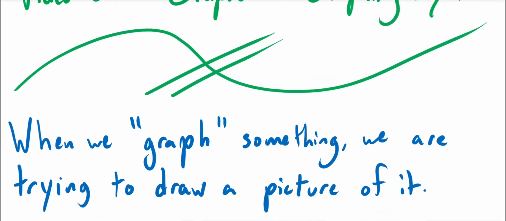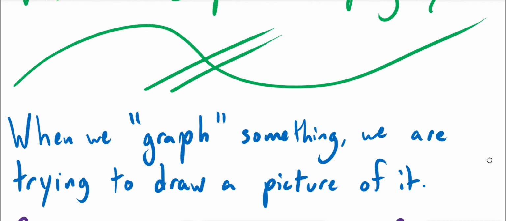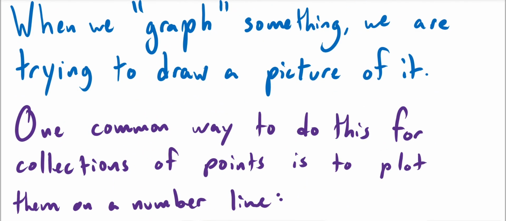When we say that we want to graph something in algebra, what we really mean is we are trying to draw a picture of it. One common way to depict numbers and groups of numbers is to plot them on a number line. Since the numbers have an order to them, one follows another, we consider the line to be a good way of illustrating where numbers are in relation to each other.